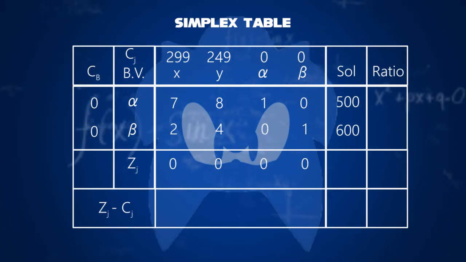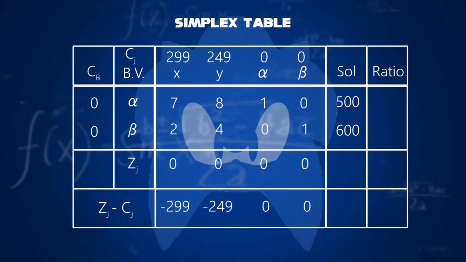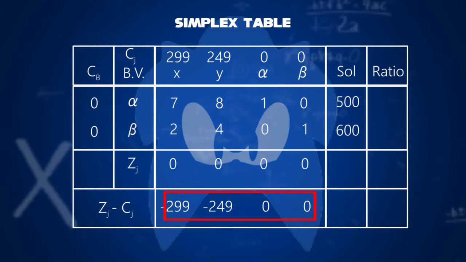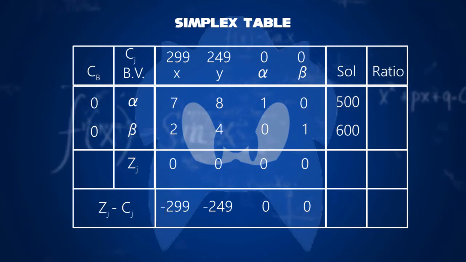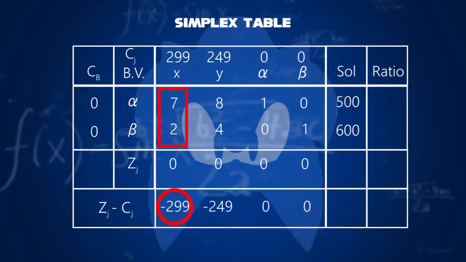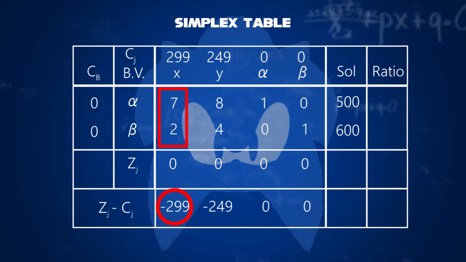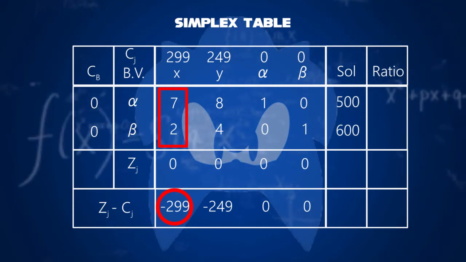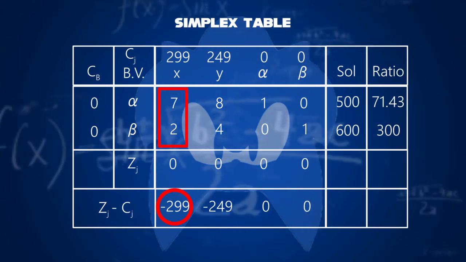Now, let's subtract cj from zj, the signs are reversed by the way. Both the values 299 and 249 are in the negative form, and the rest of the zeros are the same. The most negative value is minus 299. Its column values are 7 and 2. Then let's divide to obtain the minimum ratio. The ratio is obtained by dividing the solution by the column value.